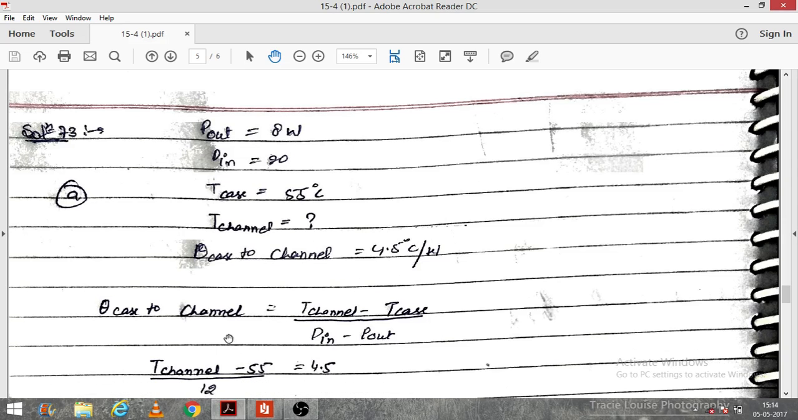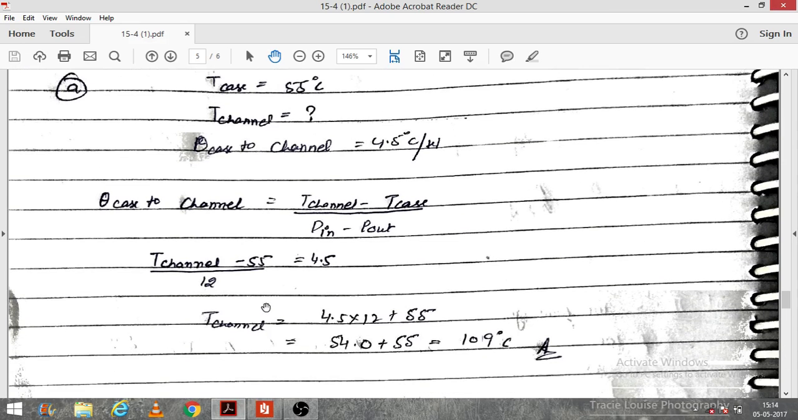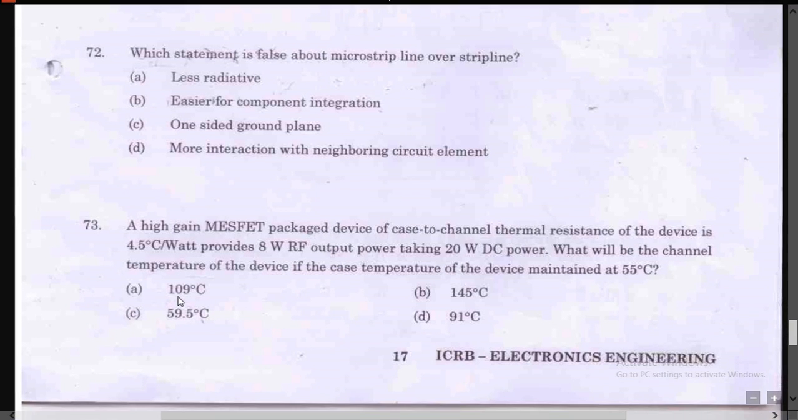So case to channel resistance is equal to T channel minus T case divided by P in minus P out, by putting the required values from the given data in that equation. Basically we should know this equation. If we already know this equation, we can easily put all these values from the given data into that equation and easily calculate the answer. That will be 109 degrees Celsius. So that is option A.